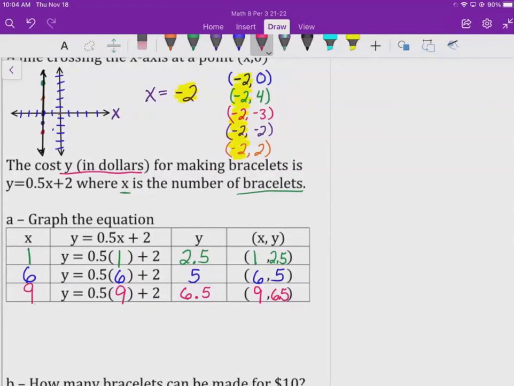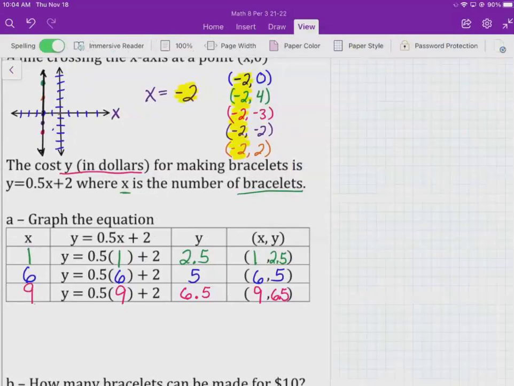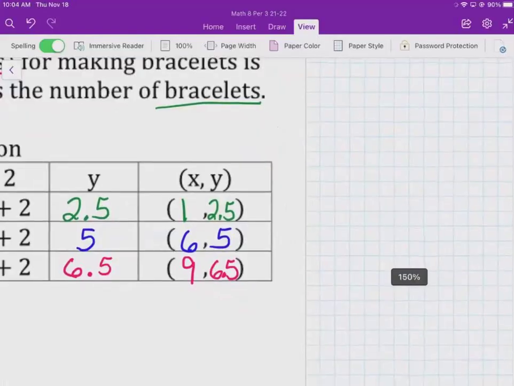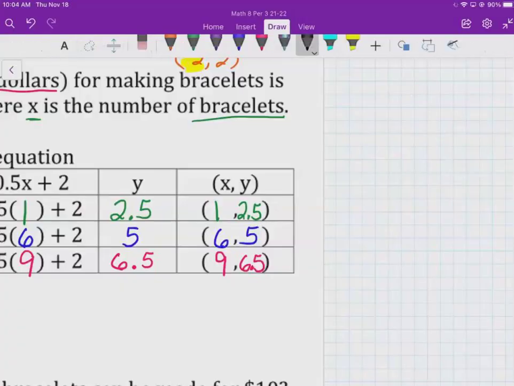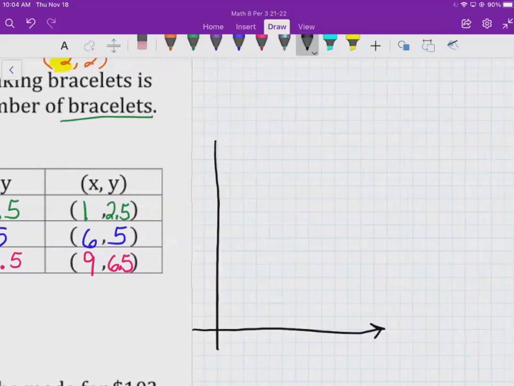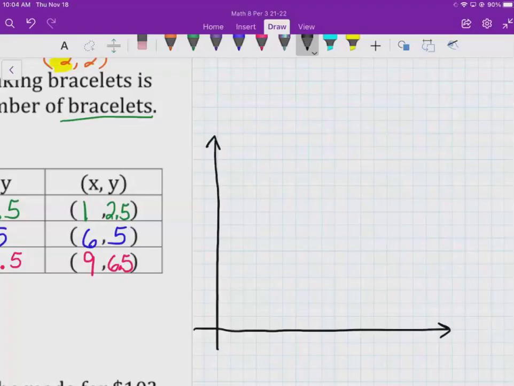The first thing we're going to do is graph it. Now, you need to understand that when you're graphing things, you're going to need to label. I'm only going to draw the first quadrant. Why am I only drawing the first quadrant? Well, that's all I need, because I am always going to have a positive number of bracelets and a positive amount of money. So this is my X, and this is my Y.